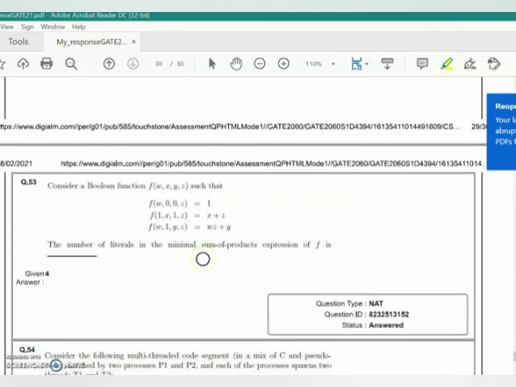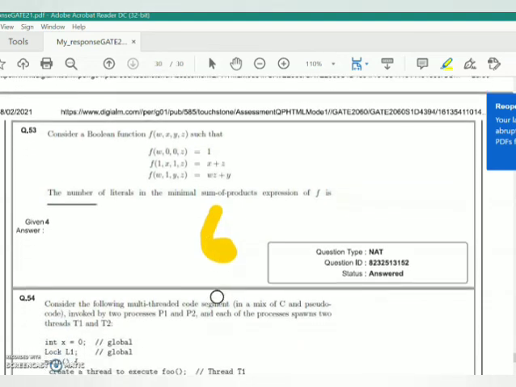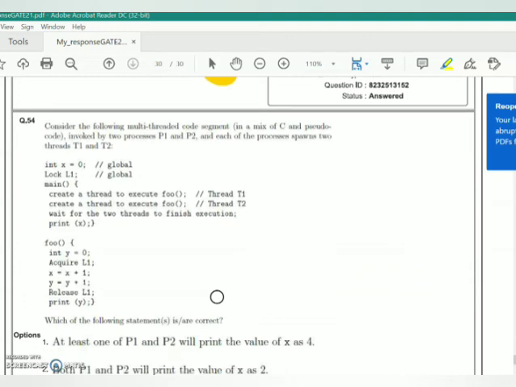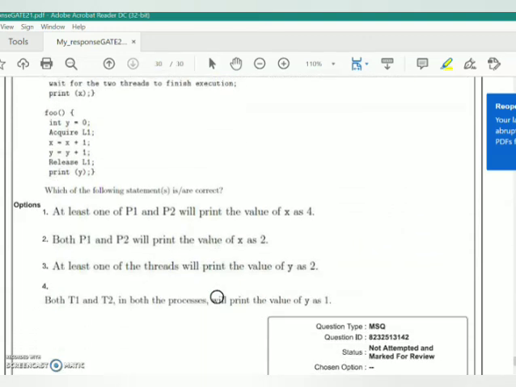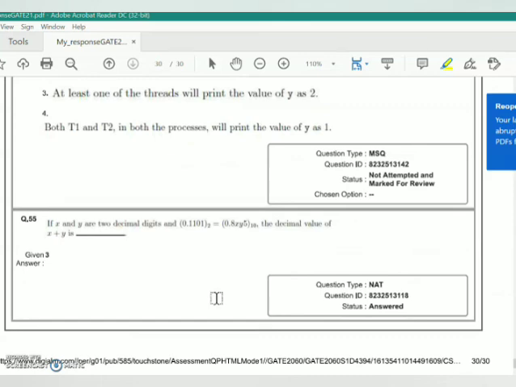Question number 53. When you solve this, we'll get the number of literals in the final expression as 6. The K-map is given in the previous video. Question number 54. And the last question, we are given the binary number x plus y. So 1 plus 2 is equal to 3.